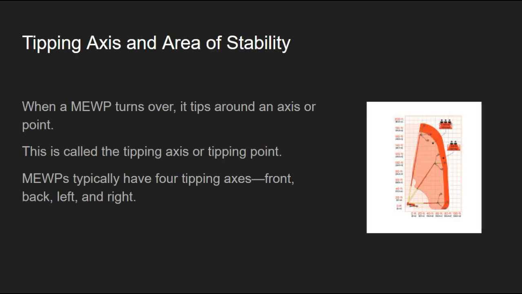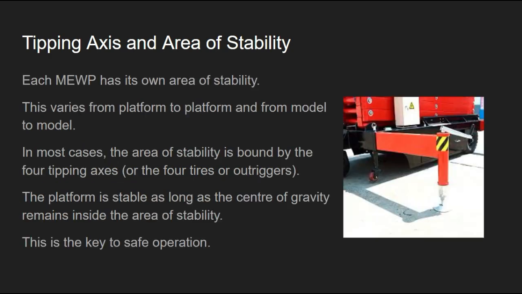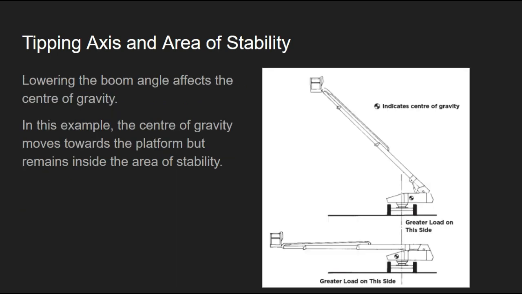Tipping axes and the area of stability. When an MEWP turns over, it tips around an axis or point. This is called the tipping axis or tipping point. MEWPs typically have 4 tipping axes: front, back, left, and right. Each MEWP has its own area of stability. This varies from platform to platform and from model to model. In most cases, the area of stability is bound by the 4 tipping axes, or the 4 tires or outriggers. The platform is stable as long as the center of gravity remains inside the area of stability. This is the key to safe operation.